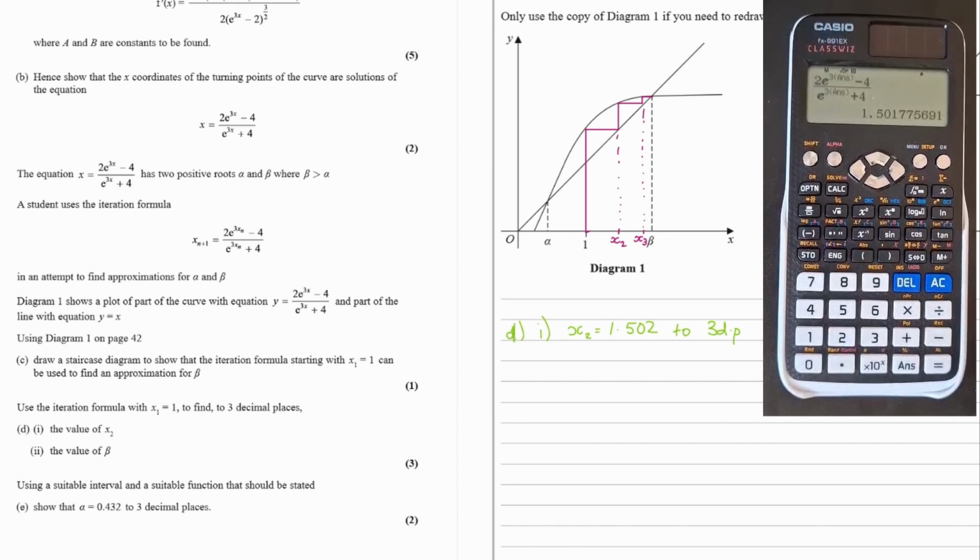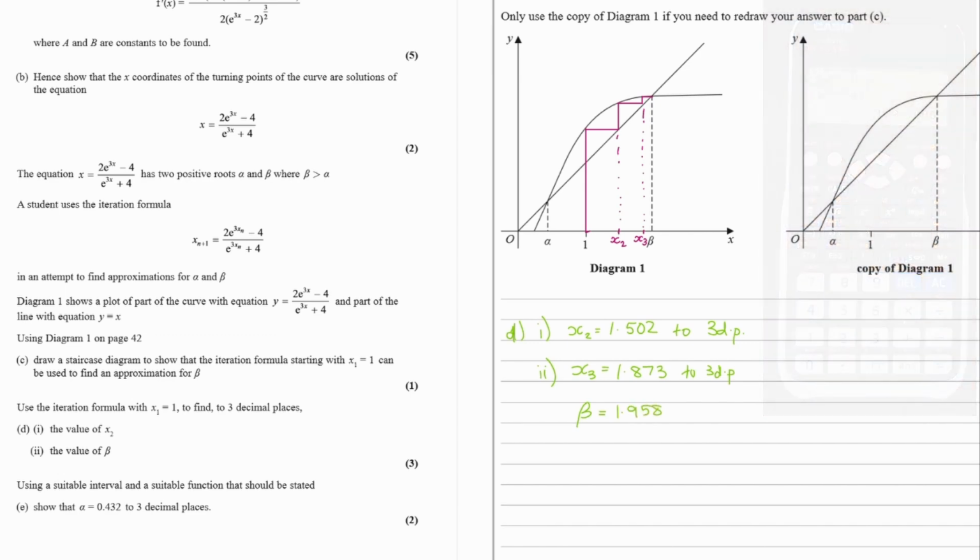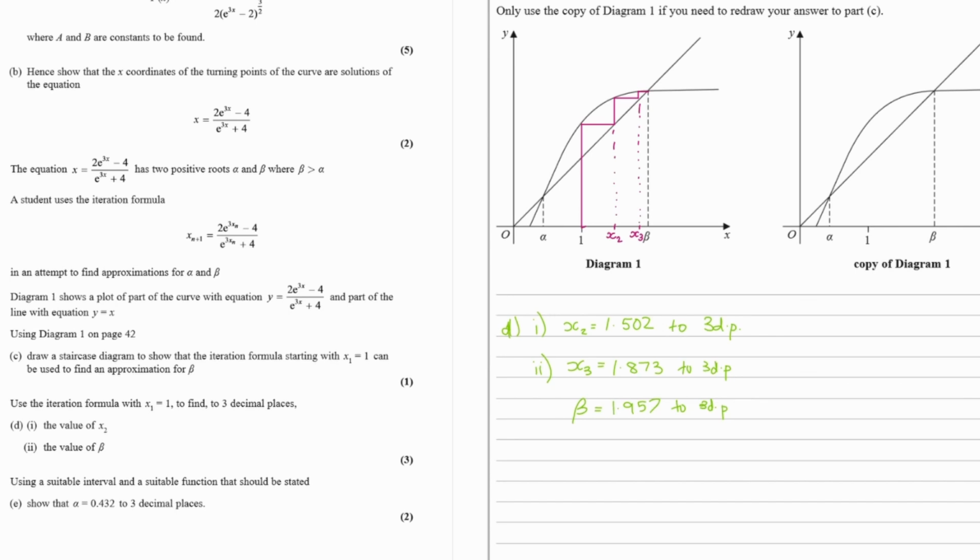For D part 2, we've been asked to find the value of beta. So to find the value of beta, we're first going to have to find the value of x3. So if we just press equal sign again, that gives us our x3, which is 1.873 to 3 decimal places. And if we again press equal, we will now get our value for beta, which is equal to 1.957.